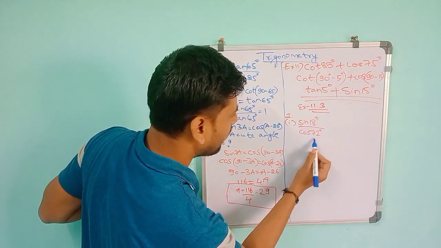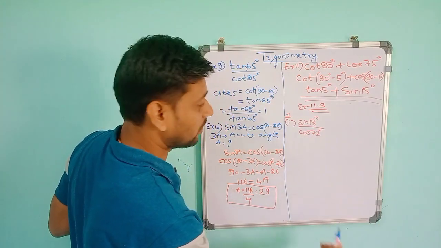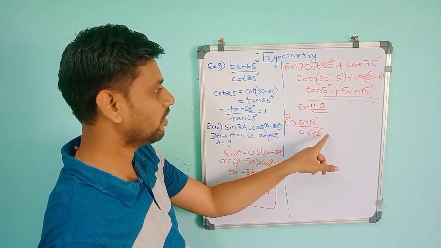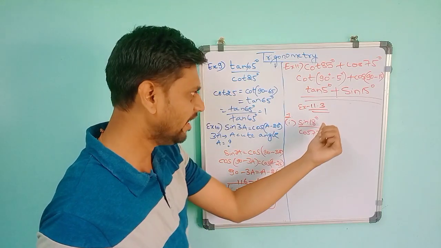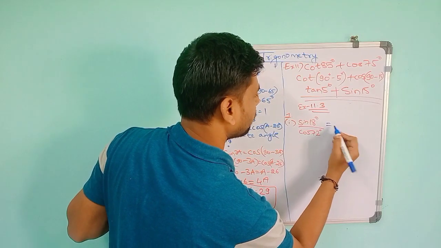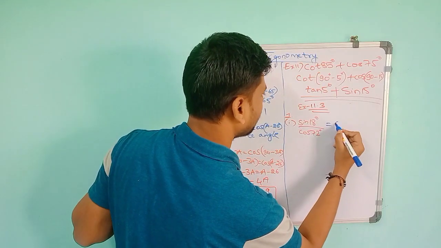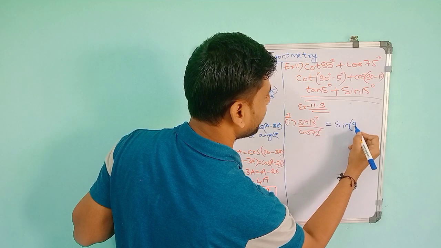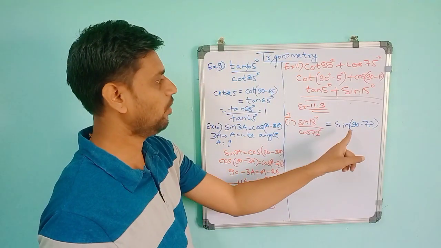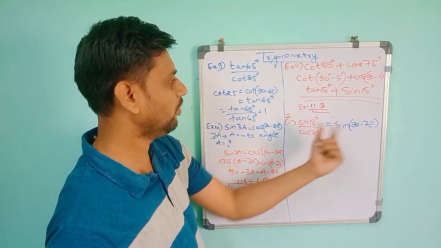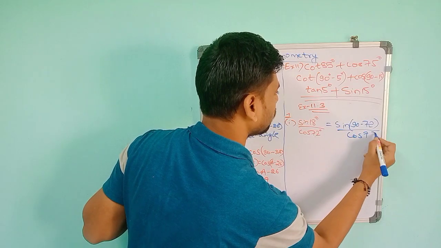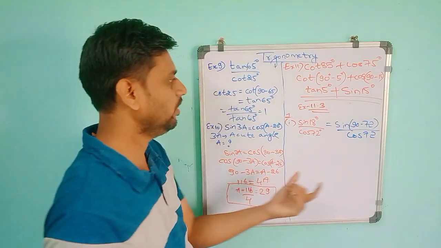If you observe clearly, we are talking about complementary angles. 18 plus 72 is 90. So for the angles of 90 degree, it is complementary. For complementary, we can change sin into cos and cos into sin. So sin I will write as sin of 90 minus 72, and 90 minus 72 is nothing but 18. So it is divided by cos 72. Only one value you have to change, then only the answer will come.